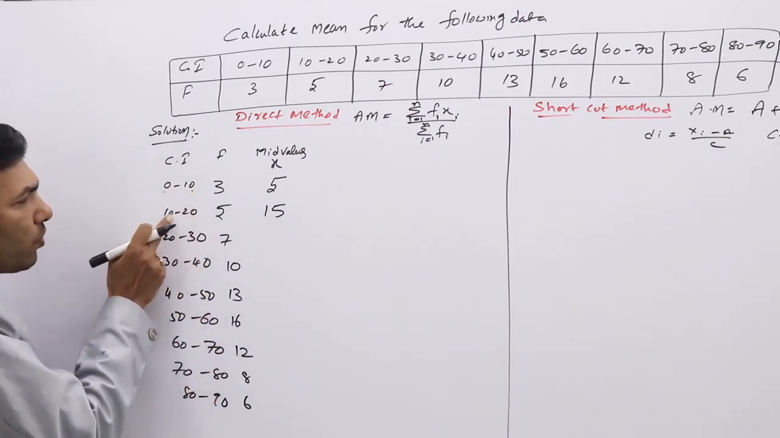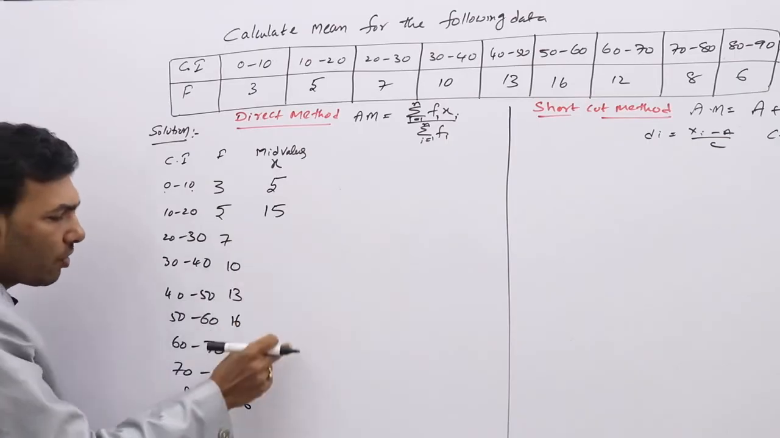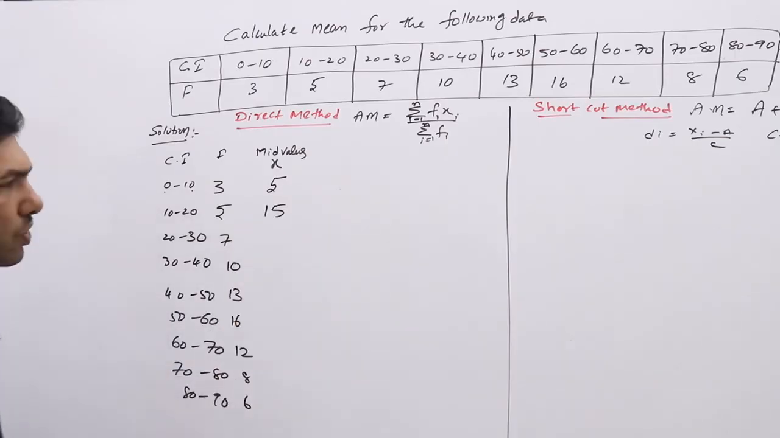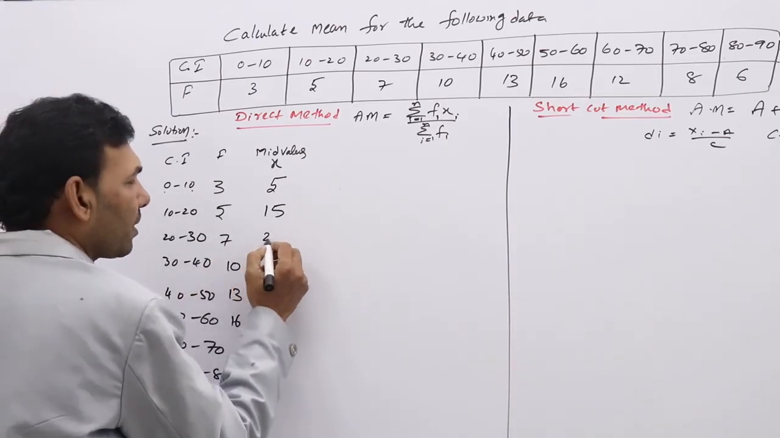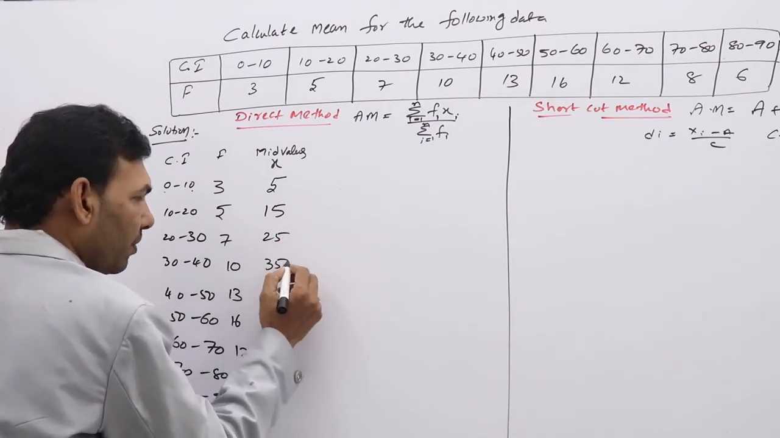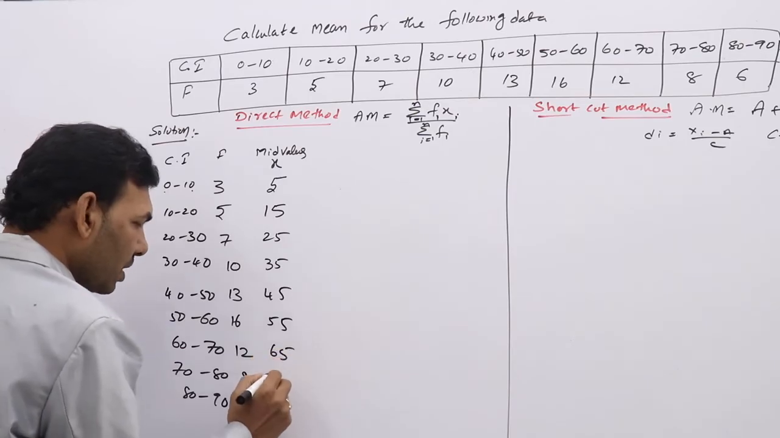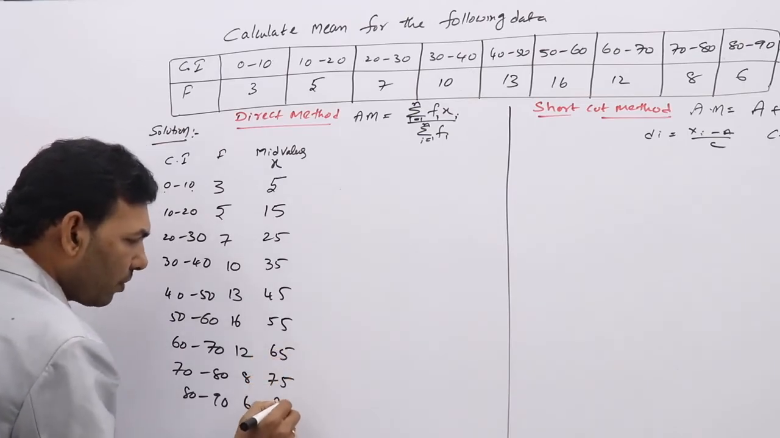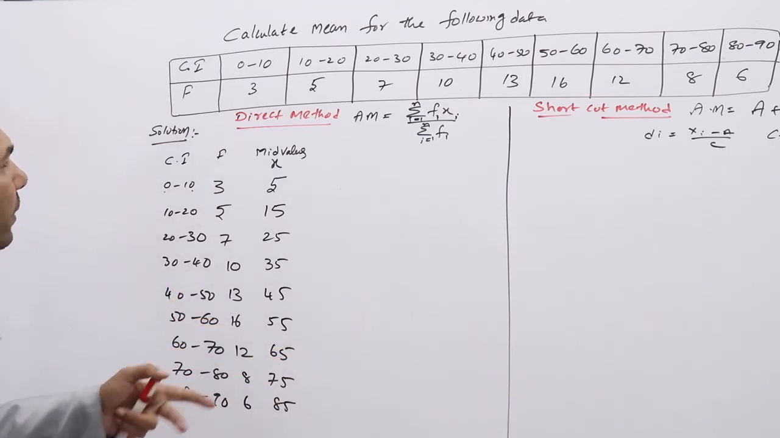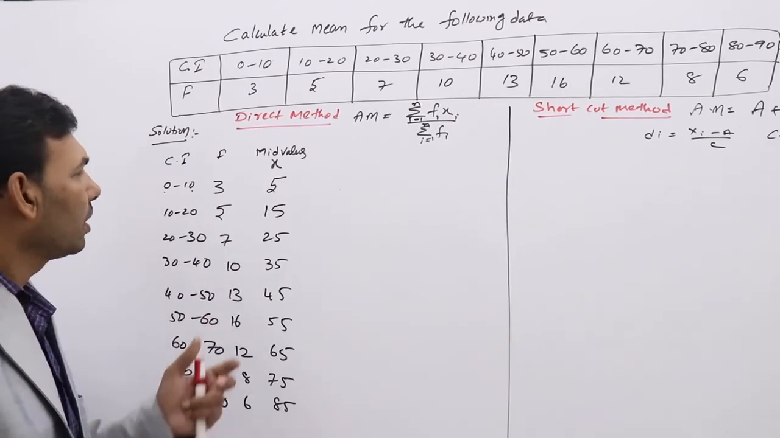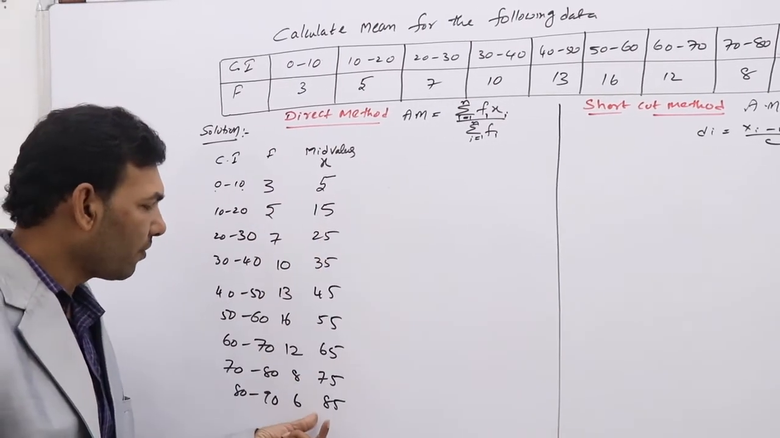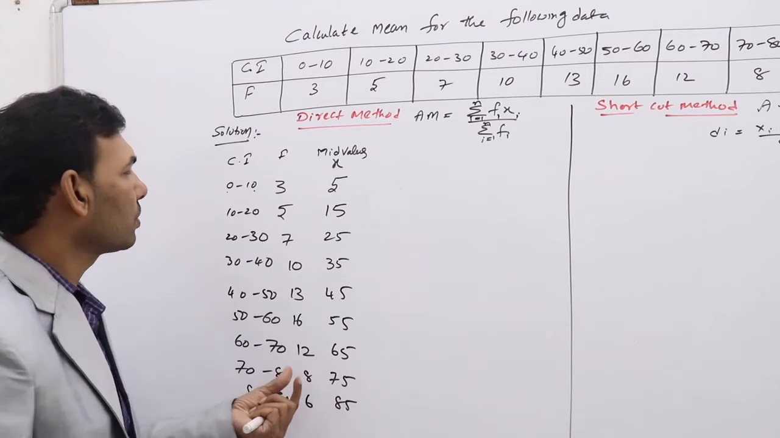This is class interval. 20 minus 10, 10. Add the class interval for every value, and you will get the mid values. 15, add 10, 25, 35, 45, 55, 65, 75, 85. This is the only difficulty in the direct method: you will have these lengthy, big values.